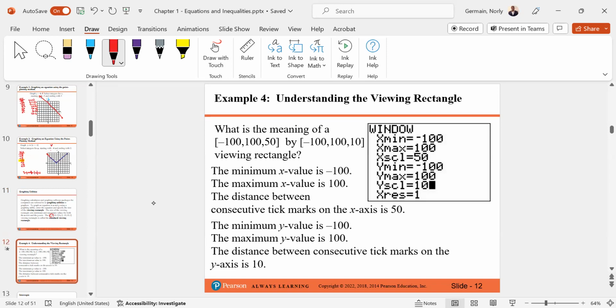See that in the examples, to understand the viewing rectangle. So what is the meaning of the negative 100, 150 by negative 100, 110 viewing rectangle? If you grab your TI-84, the first thing to do is go to Window, and then you see those scales. The minimum x value is negative 100, the maximum x value is 100, and the distance between consecutive tick marks on the x-axis is 50, which you can call the x scale. And the minimum y value is negative 100, the maximum is 100, and the y scale is 10.